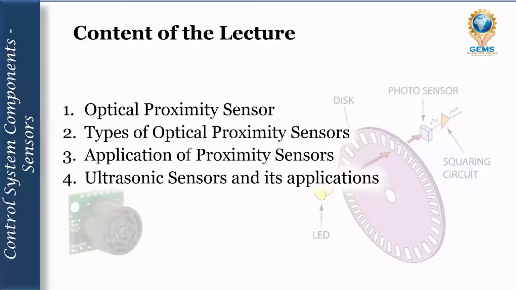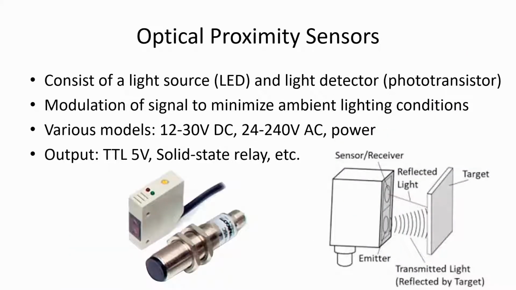In this video, we are going to see the optical proximity sensors, types of optical proximity sensors and its applications, and also about ultrasonic sensors and its applications in industrial automation. Previously, we have seen these mechanical proximity sensors. They are contact type. So these optical proximity sensors are non-contact type of sensors.